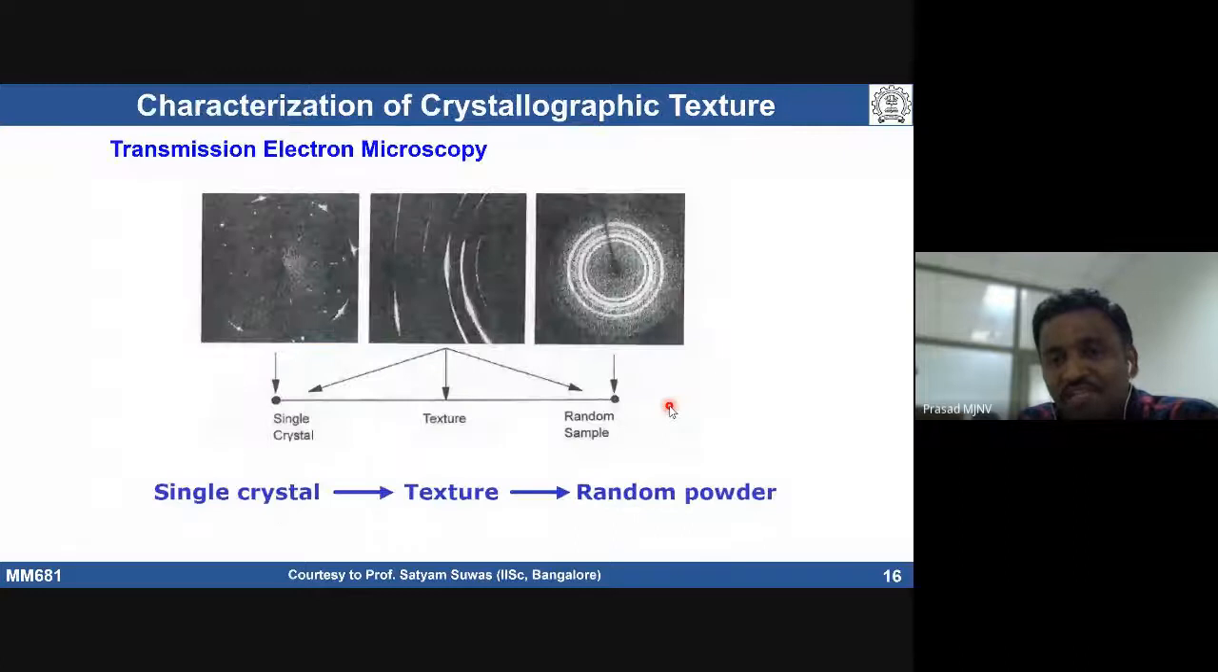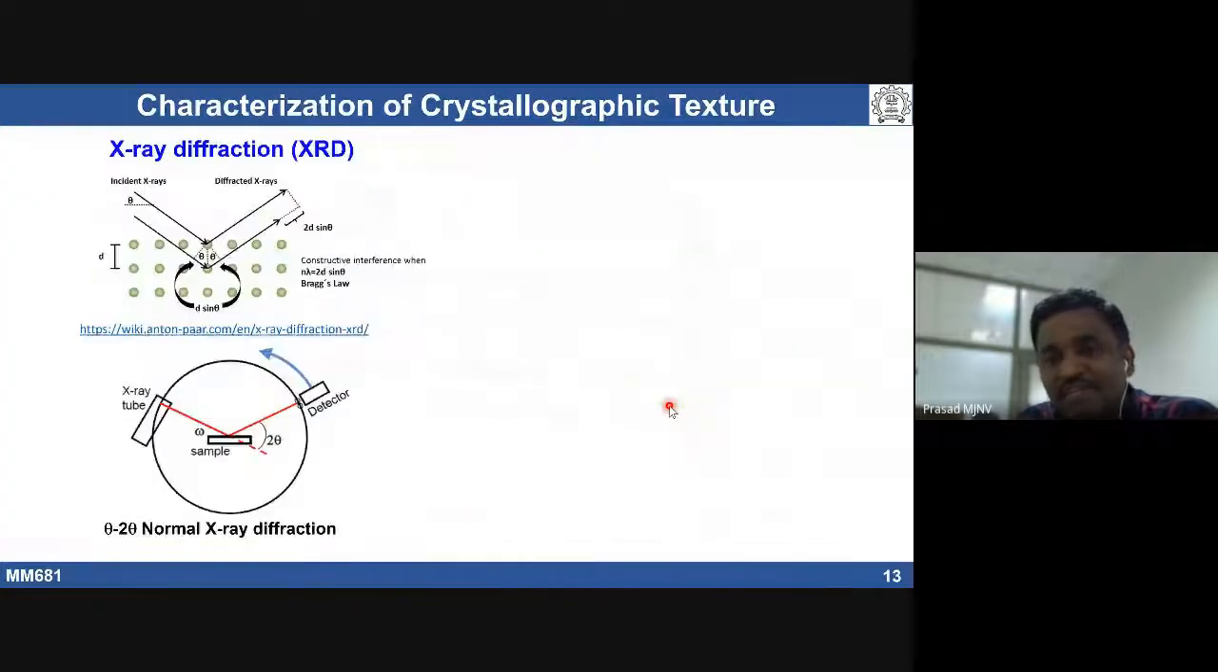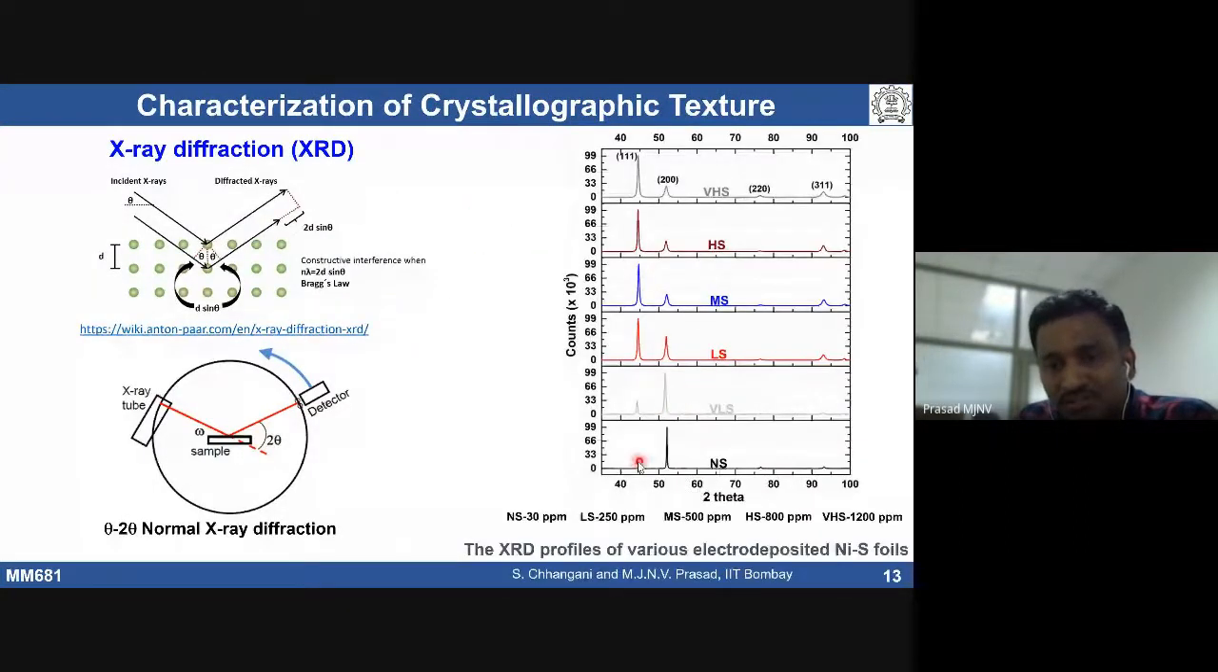From the XRD, we collect the information about a particular pole. We rotate the sample in such a way that we collect this particular pole. So we'll collect every piece of information related to the 111 pole, whatever comes related to the 111 pole. Those we are collecting.